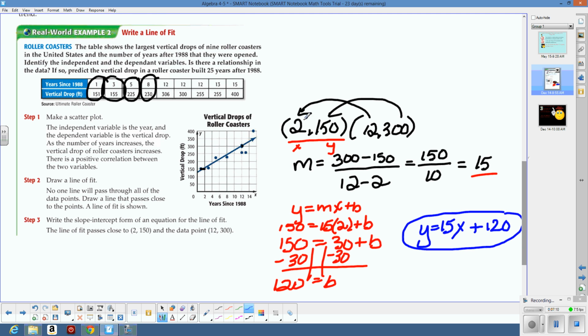Now if we go back up to the question, it says, predict the vertical drop in a roller coaster built 25 years after 1988. Well, 25 years after 1988 means we're going to plug in 25 for x. So y, or the vertical drop, equals 15 times 25 plus 120. So 15 times 25 is 375 plus 120. That equals 495 feet. We predict that 25 years after 1988, the vertical drop would be 495 feet.